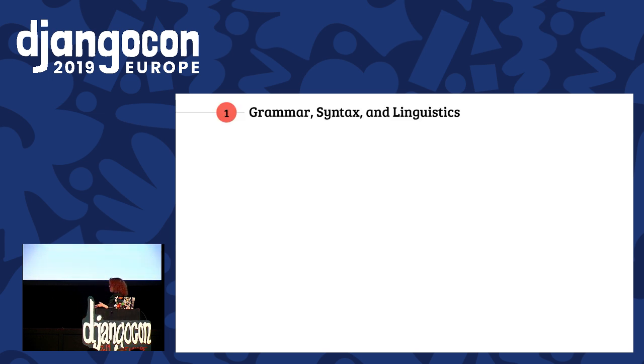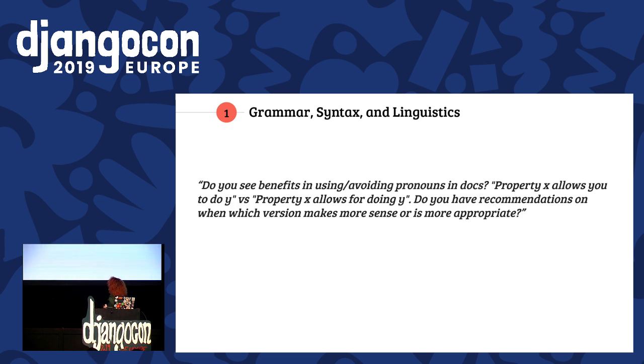So the first question has to do with grammar, syntax, and linguistics. The question was, do you see benefits in using or avoiding pronouns in docs? Later we clarified that it's also a matter of gerunds and infinitives. Property X allows you to do Y versus property X allows for doing Y. Do you have any recommendations on which version makes more sense or is more appropriate? There were a few examples that we were iterating on Twitter until I understood what the question was.